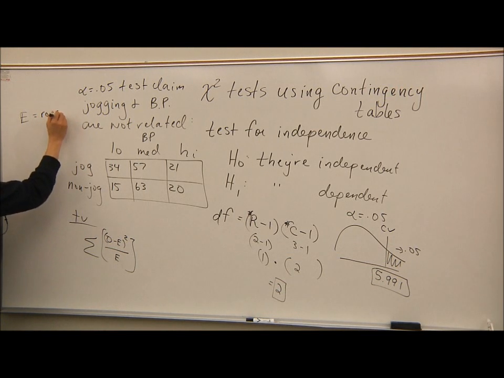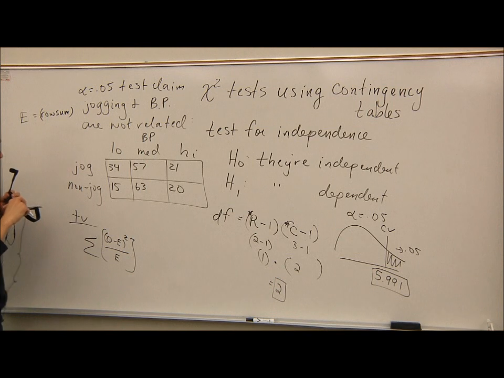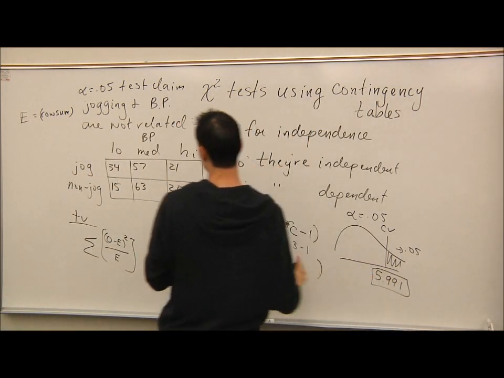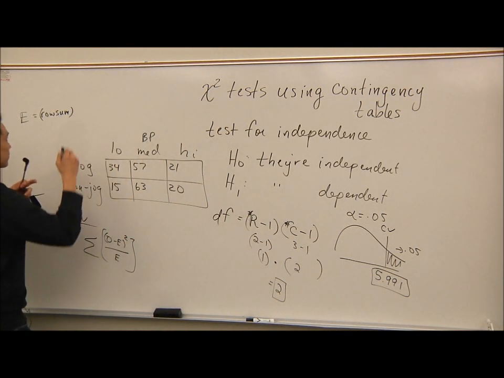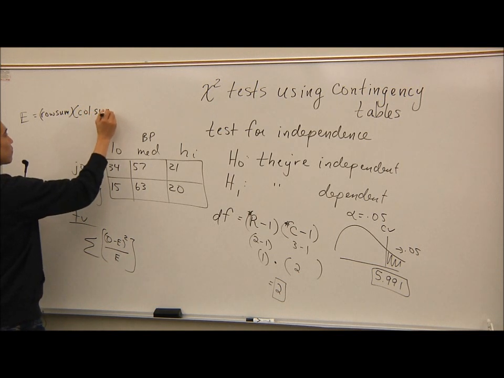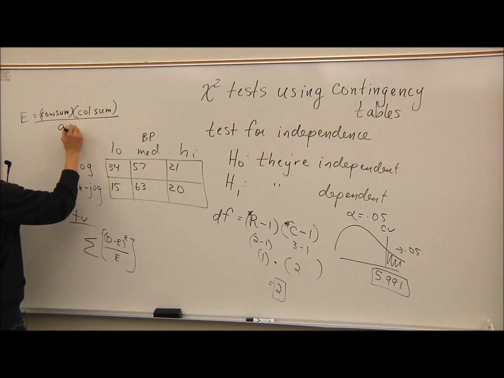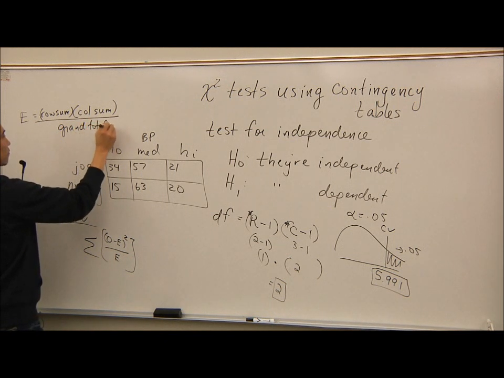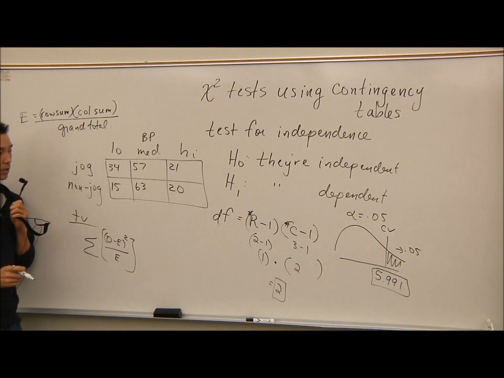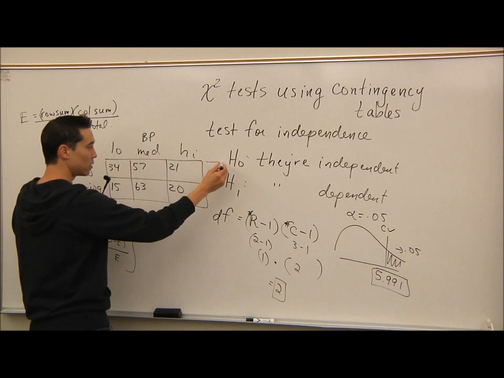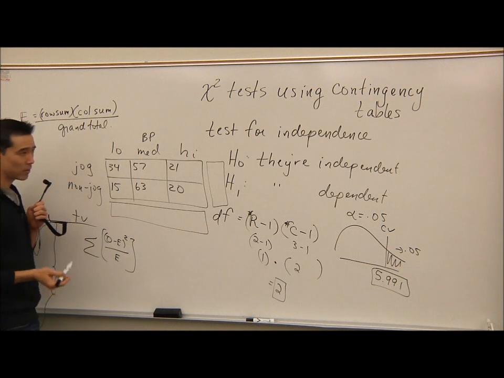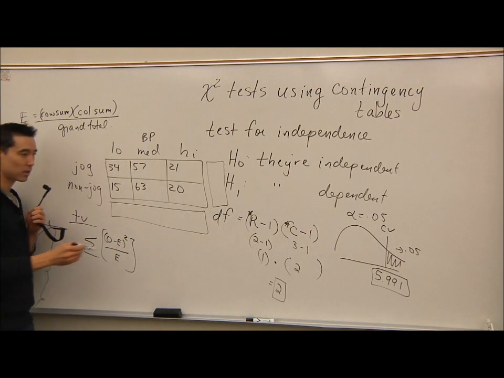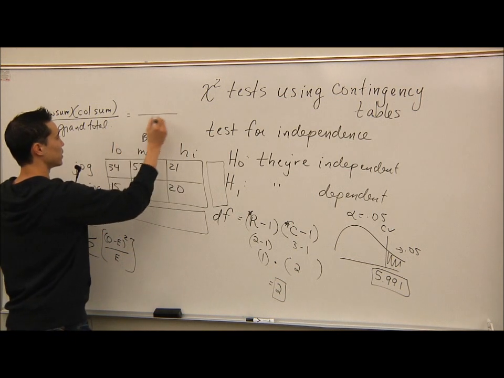So row sum times the column sum divided by the grand sum. Okay? So it's going to be really helpful for you to do these sums. Let's go ahead and extend this table. Figure out these row sums, extend the table here, figure out these column sums. And we were told there's 210 total people, so our grand total is going to be 210.